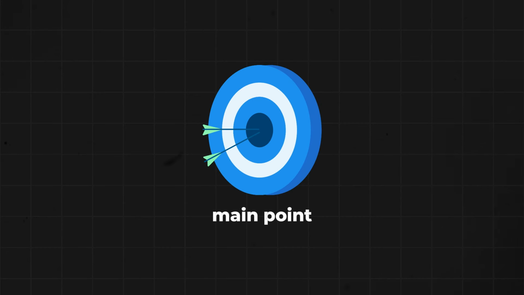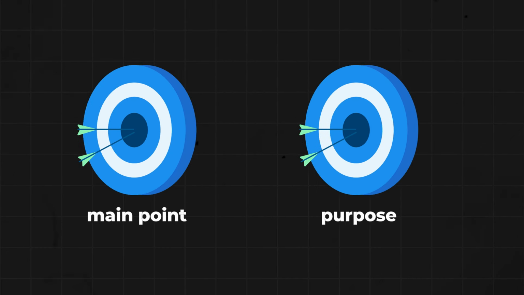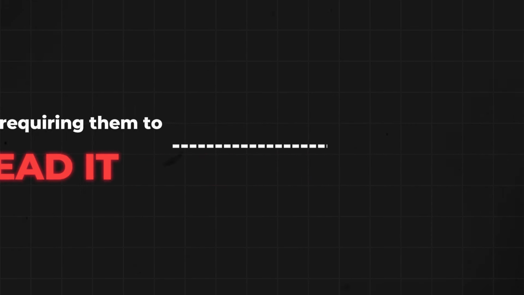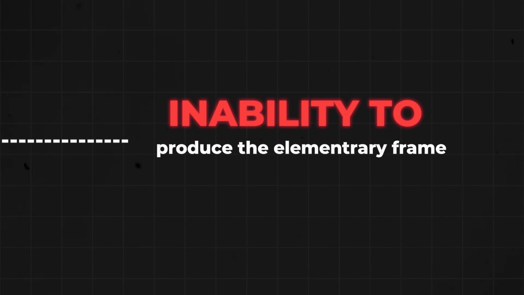You see, the main point and purpose provide your reader with an overview of the entire extract without requiring them to read it. CXC stresses an annual recurring problem, which is the inability of students to produce the elementary frame.